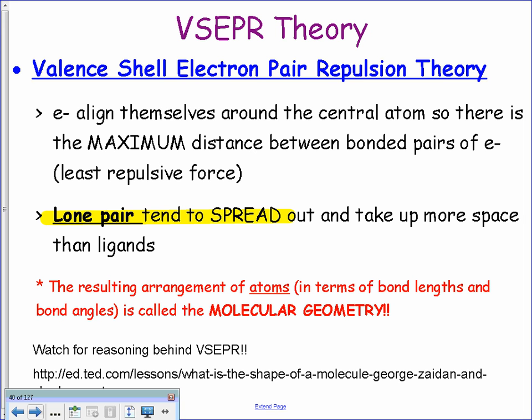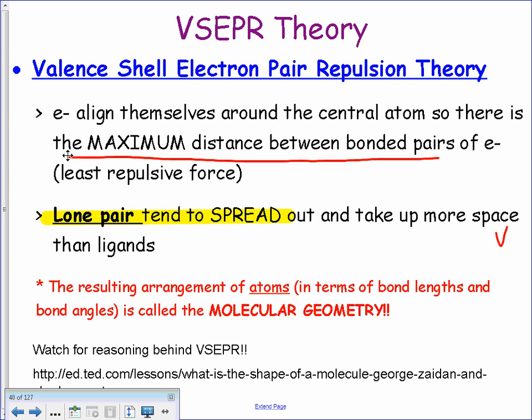Basically, we want to have a large distance between bonded pairs, so the maximum distance between bonded pairs, and that's why we have tetrahedral, trigonal planar, trigonal pyramidal, all these different shapes, because different shapes allow for the maximum distance between certain types of electrons. So the lone pairs are going to spread out, which is really what's causing these shapes to be distorted.